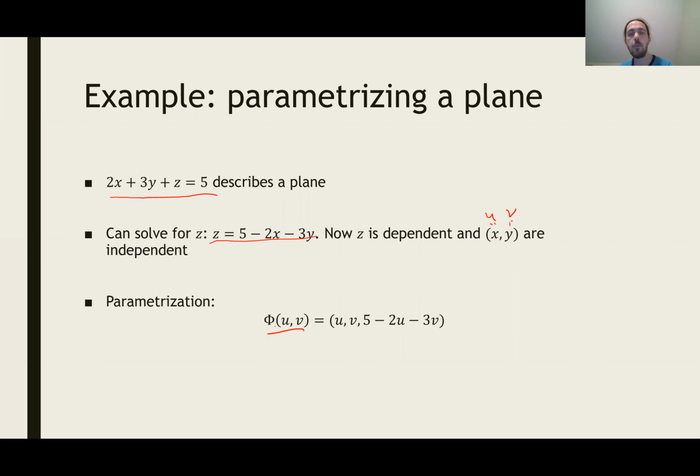And so when we parameterize, we say x is u, y is v, and then z is this formula, 5 minus 2 times u, because that's what x turned into, minus 3 times v. That's what y turned into. You could instead have just written this. I could say phi of x, y is x comma y comma 5 minus 2x minus 3y. That's a perfectly good parametrization too.